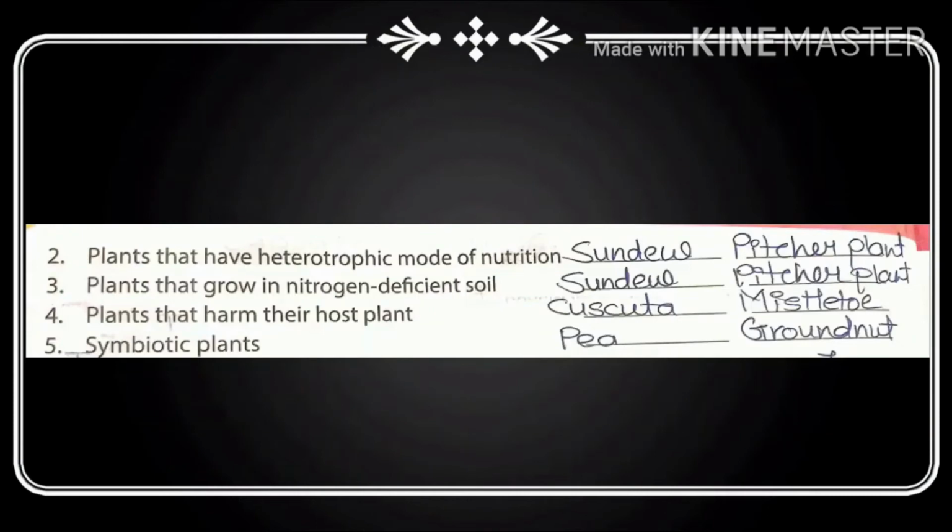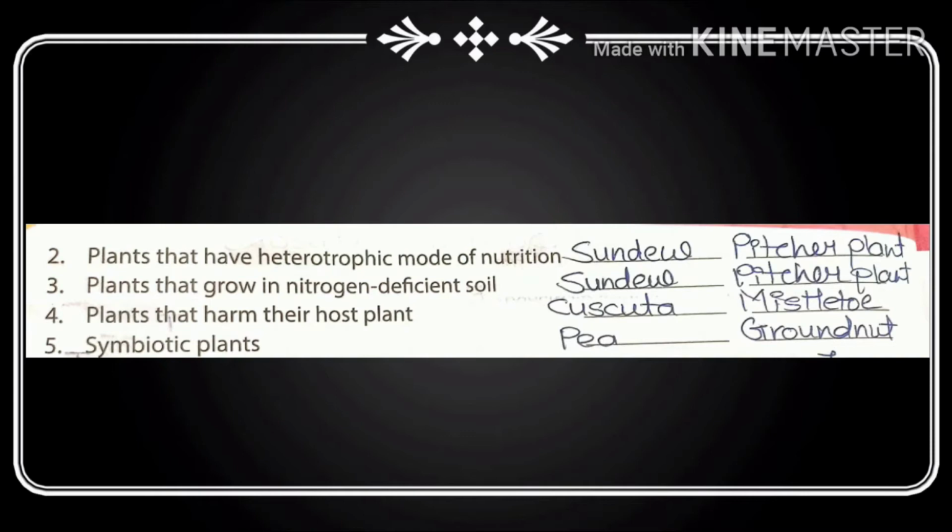Second is plants that have heterotrophic mode of nutrition. In this one you can write down an example from any of the four types of plant, that is parasitic, symbiotic, insectivorous or saprophytic. So here for example I have written sundew and pitcher plant, but you can write any example out of the four types.